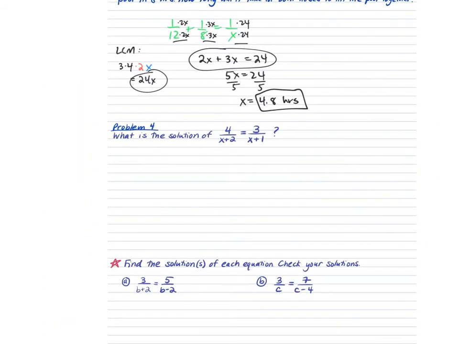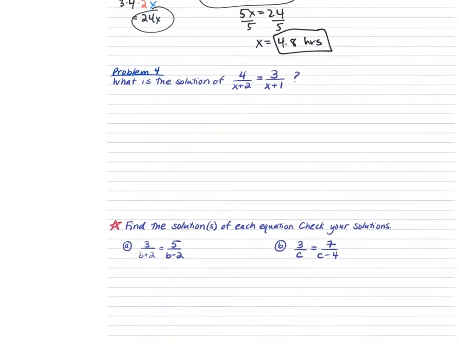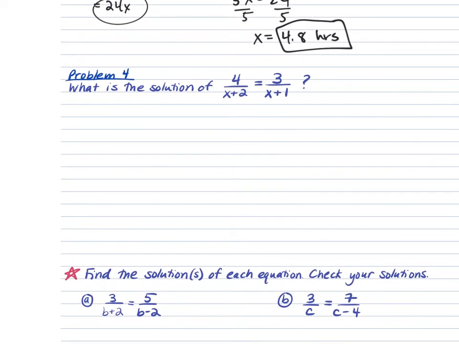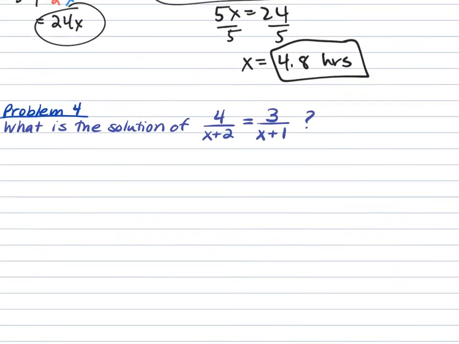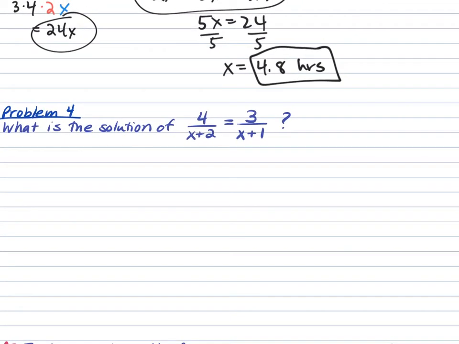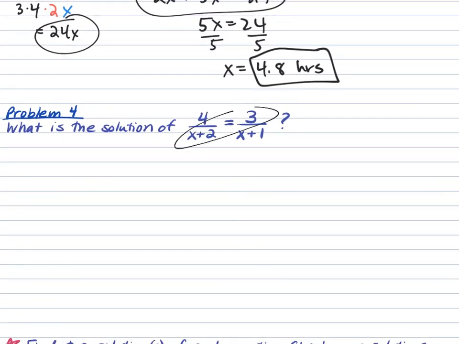Okay, and then problem 4, is that not the end there? This is going to be a proportion. So here we can just cross multiply. This shouldn't be too bad, right? 4, and just remember your parentheses. 4 times x plus 1 equals 3 times x plus 2.